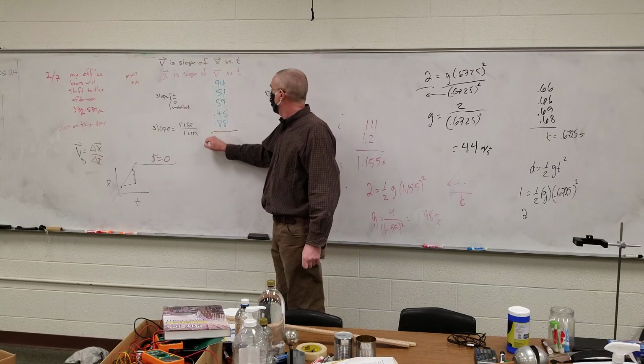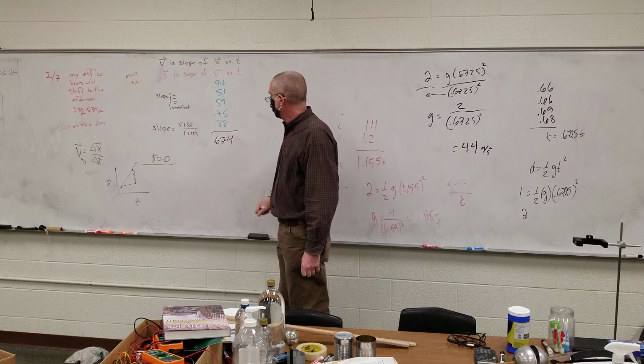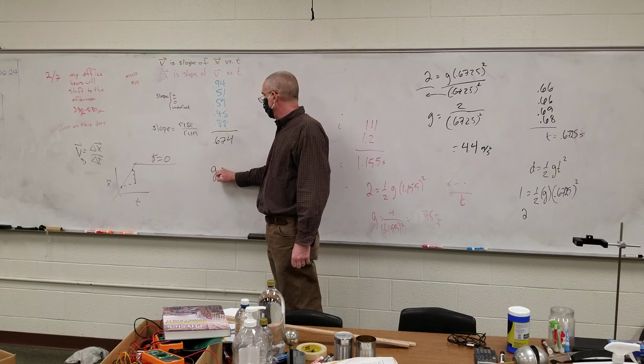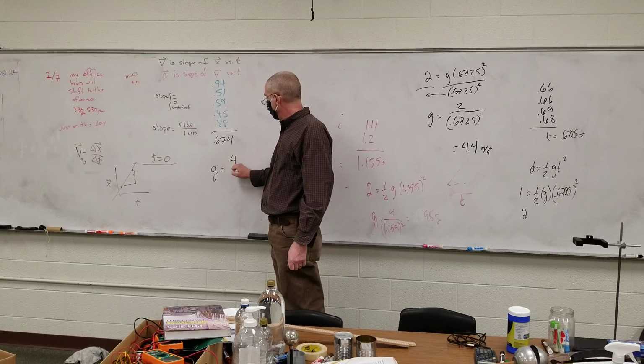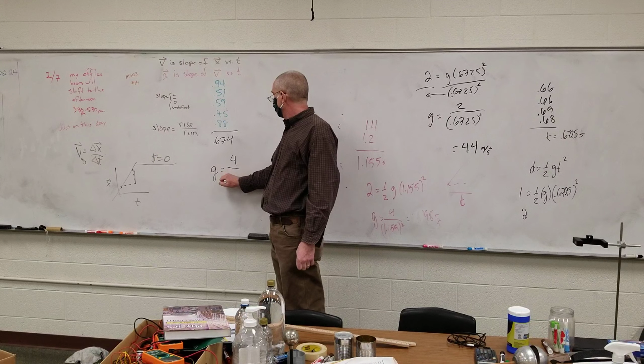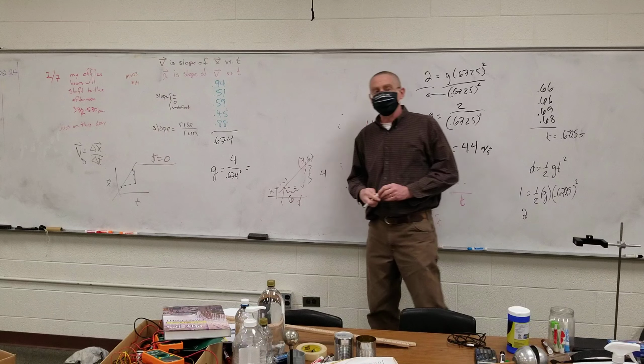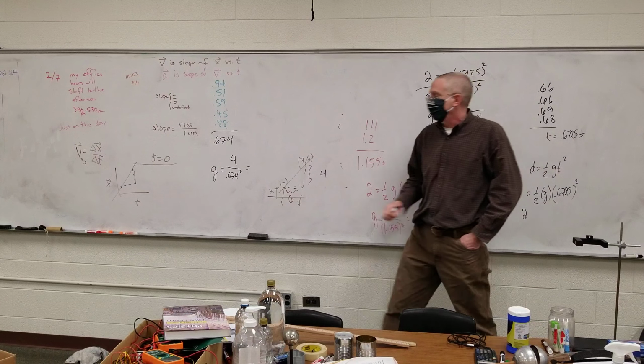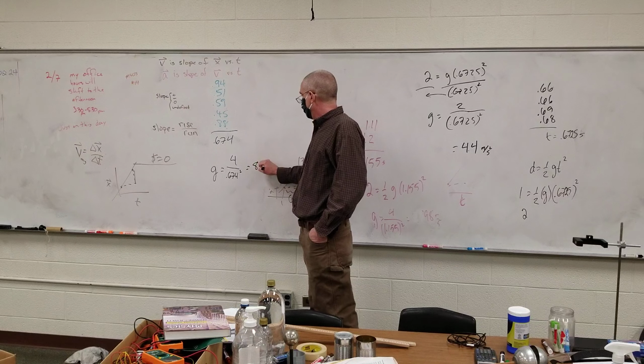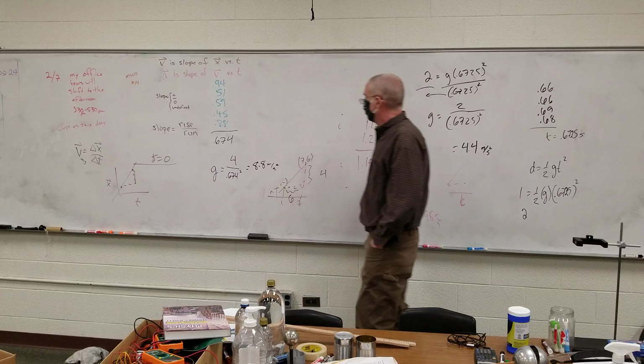0.674. And so g will be twice the distance, so that'll be 4 divided by 0.674 squared. Now we should get something closer. 8.8. Hey, that's pretty good.